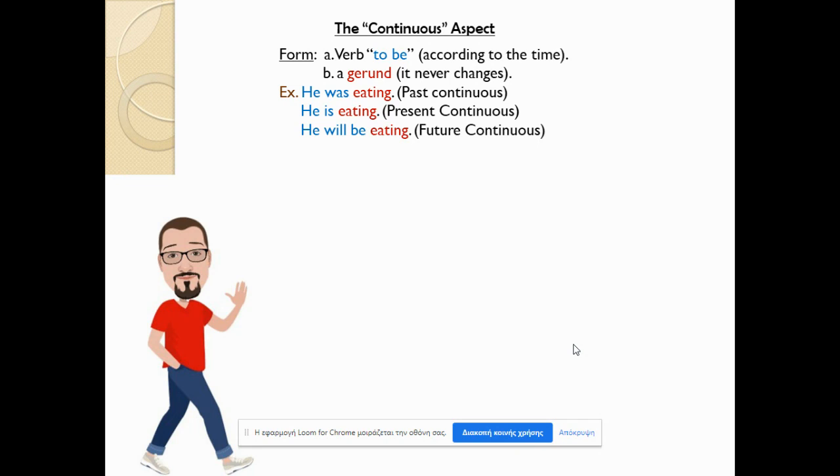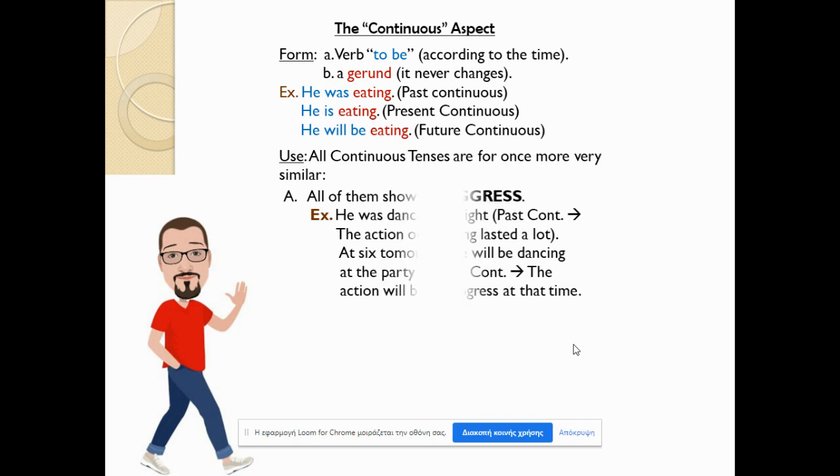I see that the gerund, of course, never changes. There are no suffixes or anything. So in reality, it's the verb to be that regulates everything in present continuous. About the use, all continuous tenses are, once more, very similar because all of them show progress. Well, if you ask me to find a word that depicts the qualities of present continuous, that would be progress. You may hear lots of different words or attempts to describe what progress is, like a long action, an action that is happening, and all that stuff.